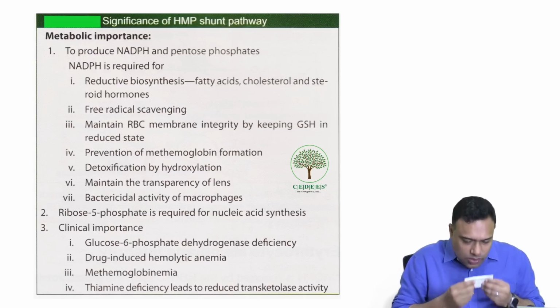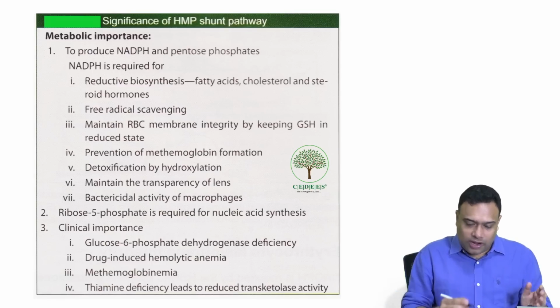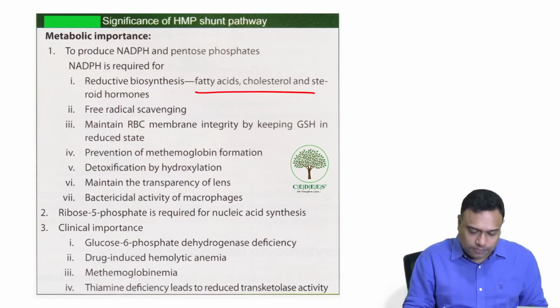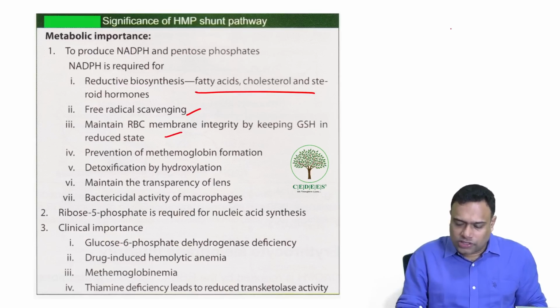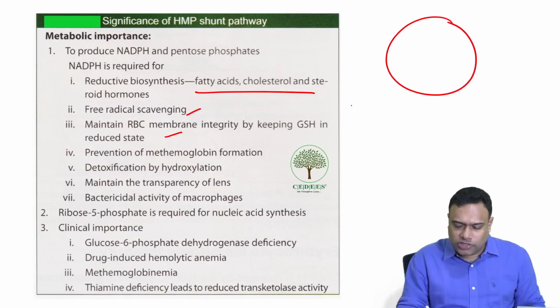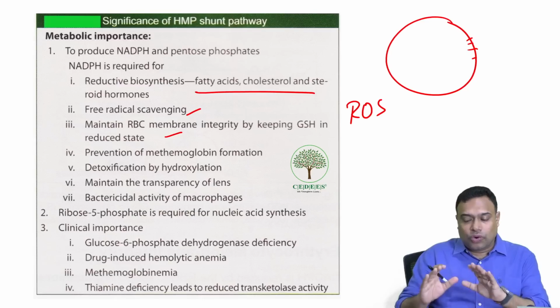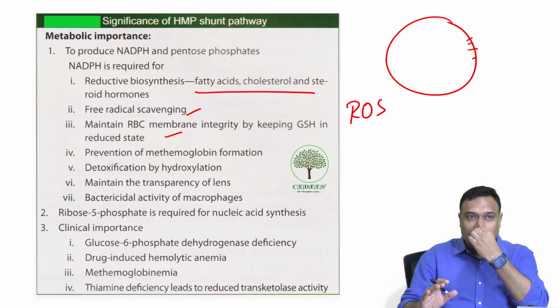So let's just run through why your body needs NADPH. Now, NADPH is required for the formation of fatty acids, cholesterol, steroid hormones, free radical scavenging, maintaining the RBC membrane integrity. Very important. Let's look at your RBC membrane. There are a lot of reactive oxygen species which are produced. What do these do? They remove the electrons from the cell wall. Now, you don't want that to happen. You want these reactive oxygen species to be normal, right? You don't want them to be hyperactive, right?